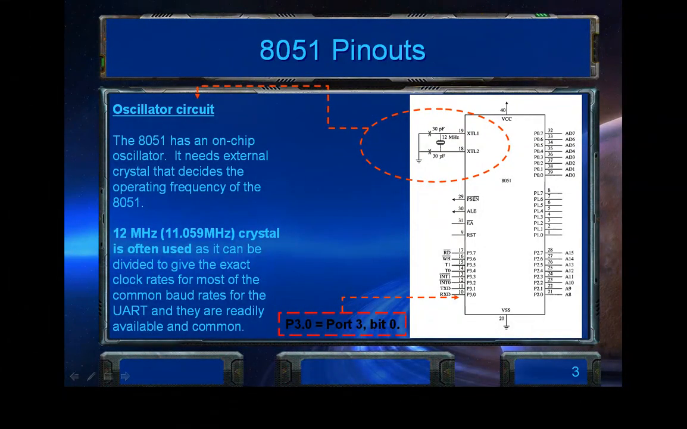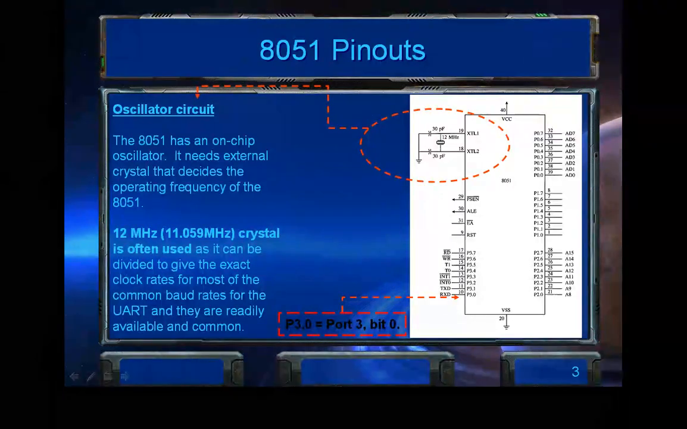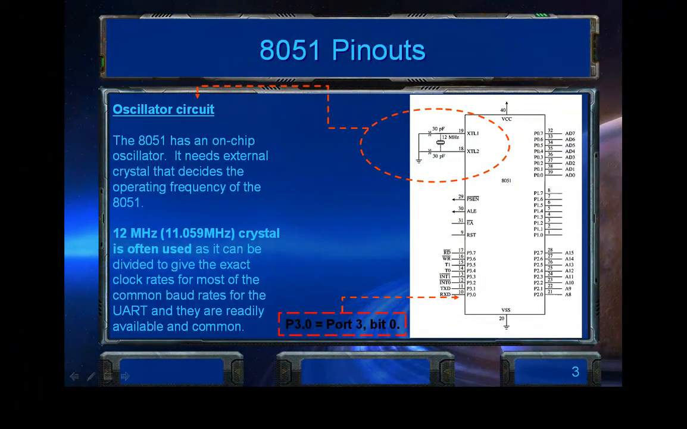The 12 MHz, or the 11.059 MHz, crystal is often used, as it can be divided to give the exact clock rates for most of the common UART baud rates. They are also readily available and common. The clock crystal is connected to the 8051's pins 18 and 19, and is grounded via a pair of ceramic capacitors. Pin 20 is the ground pin.